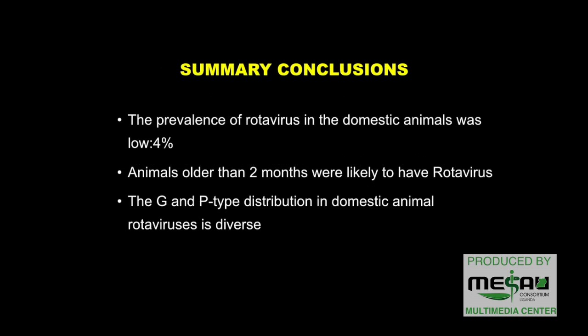And the prevalence of rotavirus in the domestic animals in Uganda was low, it was only 4%. And the animals which are older than 2 months were unlikely to have rotavirus infection. The G and P distribution in the domestic animals was diverse.